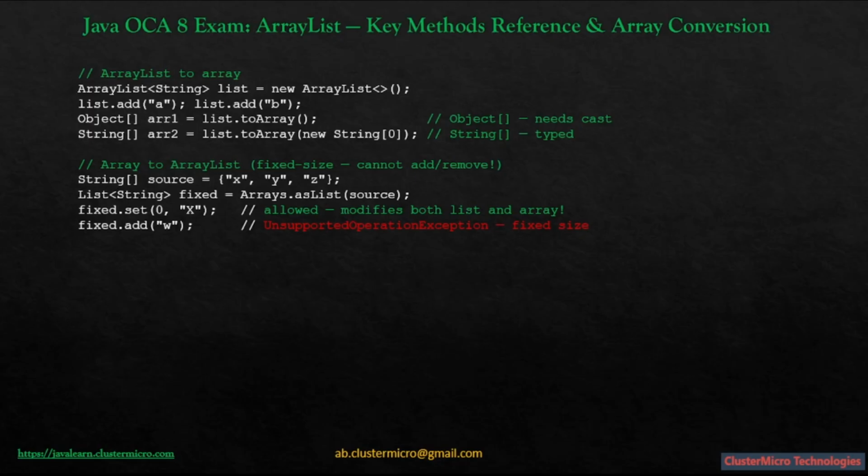The correct way, if you want a real array list: List<String> flexible = new ArrayList<>(Arrays.asList(source)). Now you get a fully resizable list. You can add, remove anything.